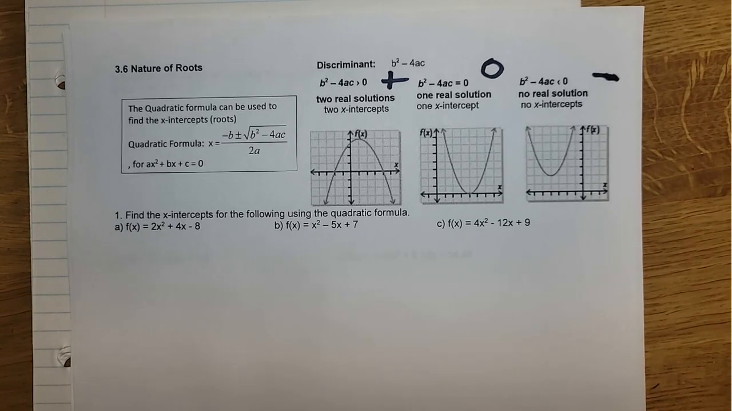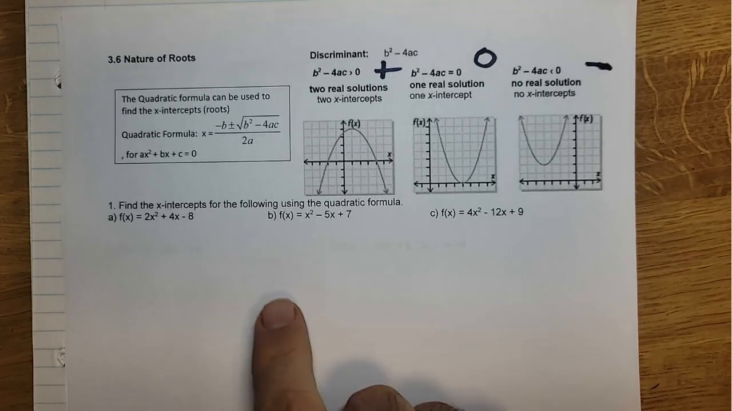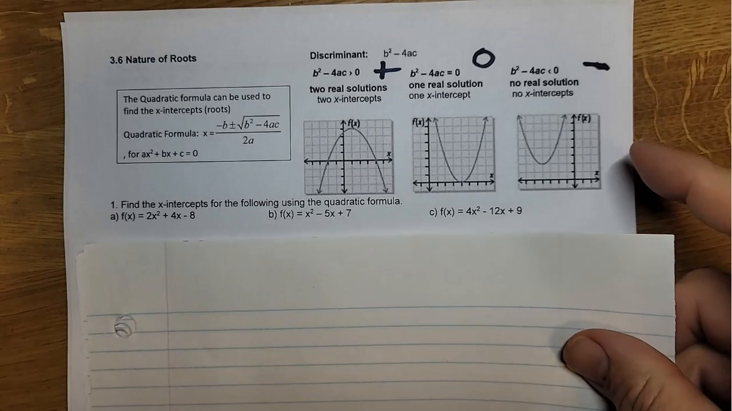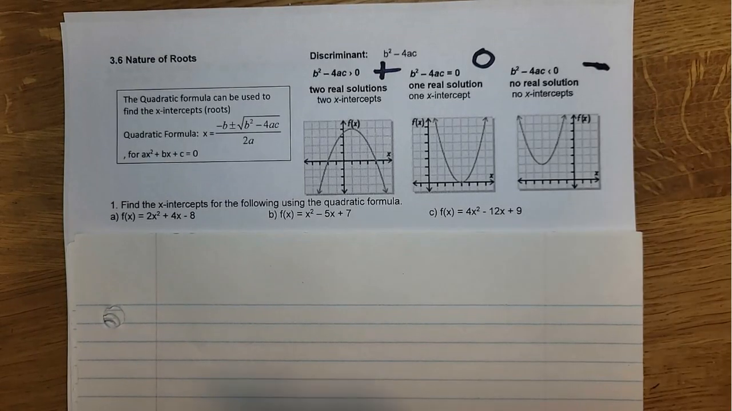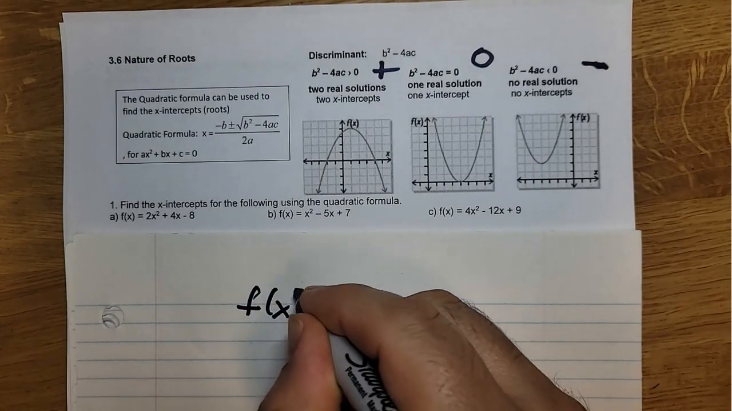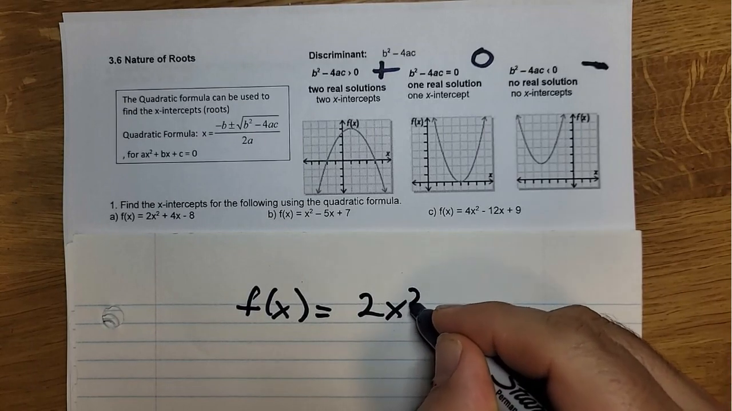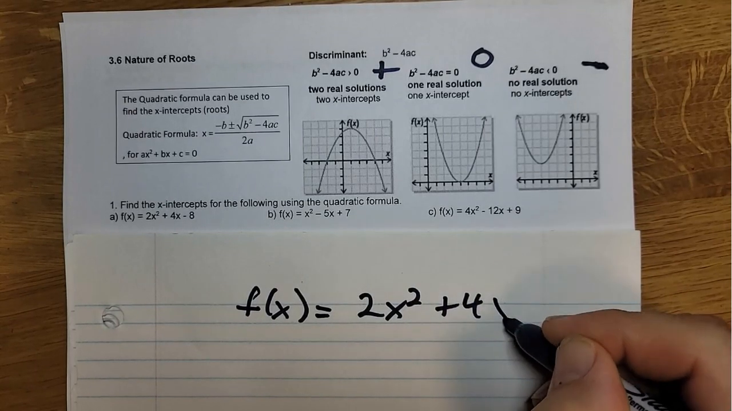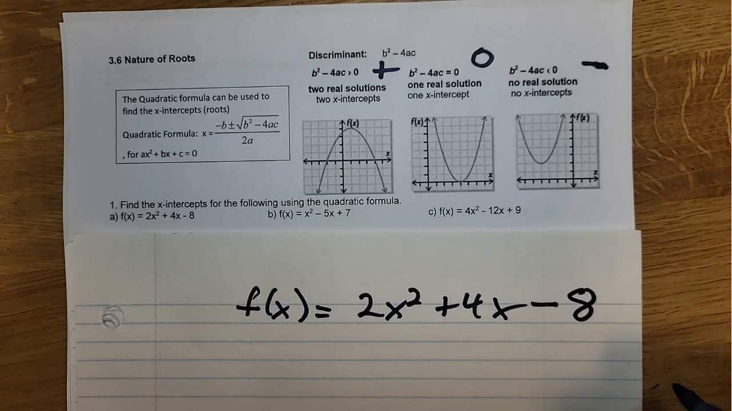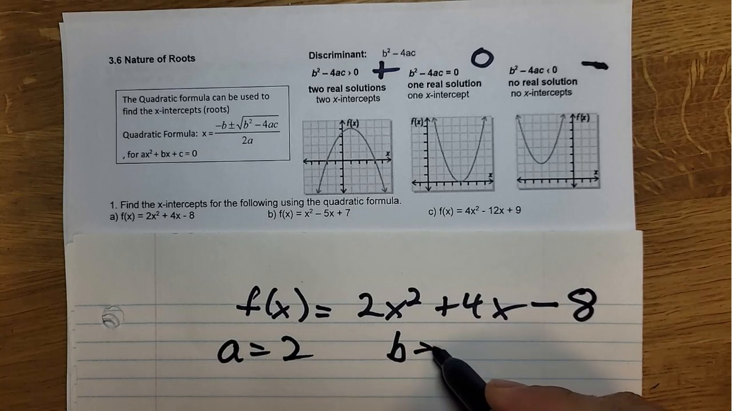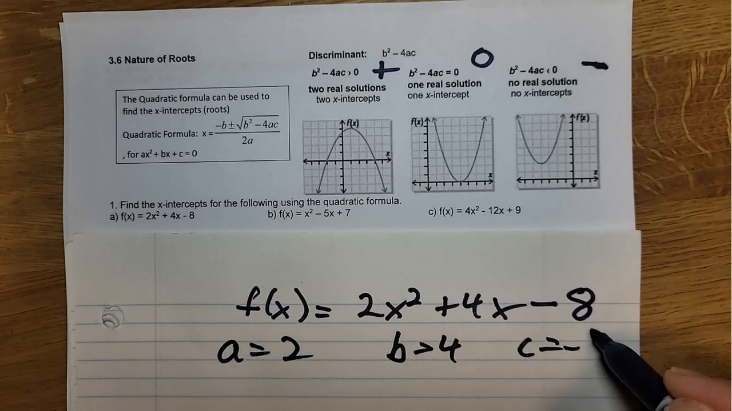And I'll do it on a piece of paper. You guys can just fill it in underneath. So I'm going to get a piece of paper and do it on this piece of paper. So start off with the first question. f of x equals 2x squared plus 4x minus 8. So A is 2, B is 4, C is negative 8.